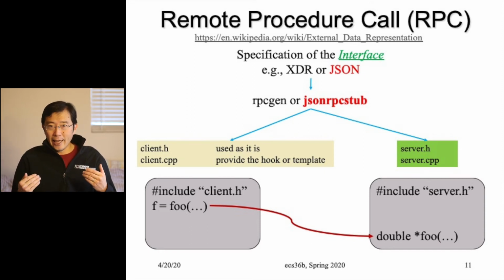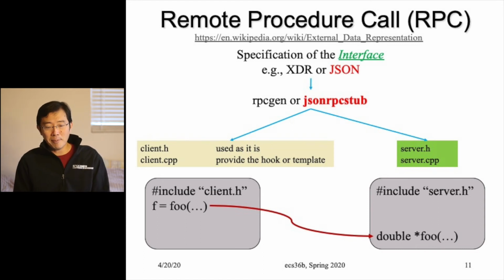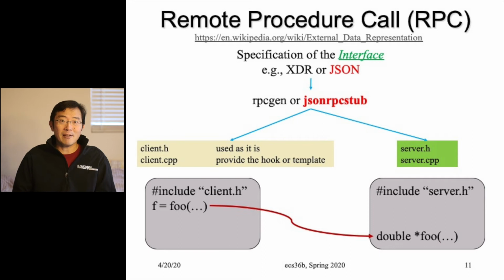What needs to happen is that you use client.h and server.h as they are, because the .h file specifies the data format. It specifies what data you're going to transfer and what function call you're going to communicate between these 2 functions. If you look at the .h file generated by JSON RPC stub, you will see a lot of virtual functions, and you will see inheritance there as well. So I'm not going to spoil your fun. You're going to take a look at that.